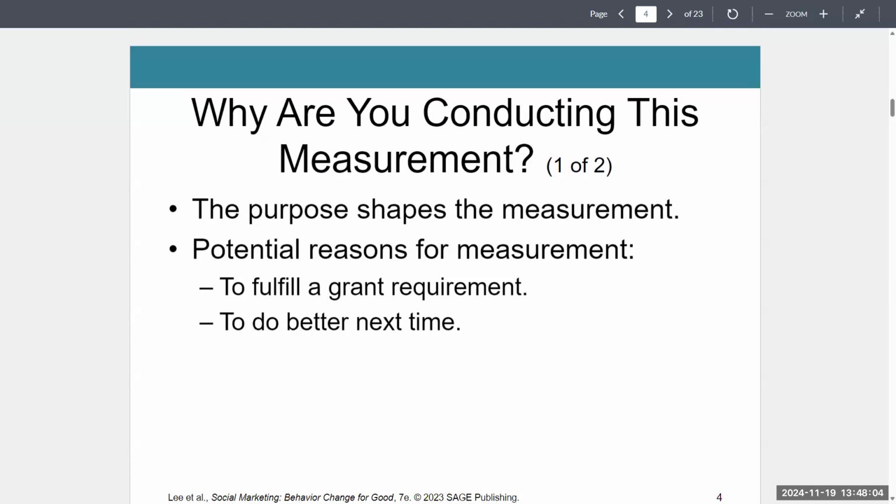So the purpose of conducting a measurement is critical. It shapes every aspect of the evaluation, and without a clear understanding of why you're measuring, your efforts might become unfocused, okay? You want to stay on track, you want to stay focused, and you want to make sure that what you are doing, you're actually doing for a purpose and not deviating off of it.